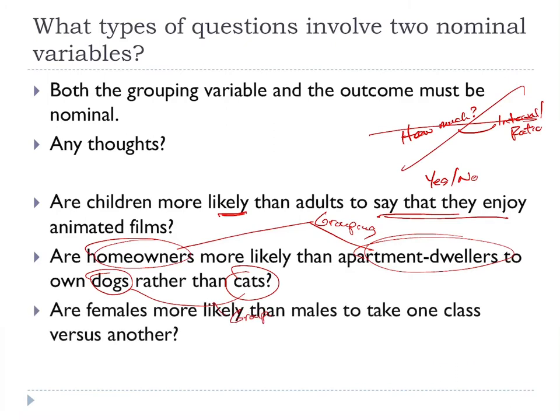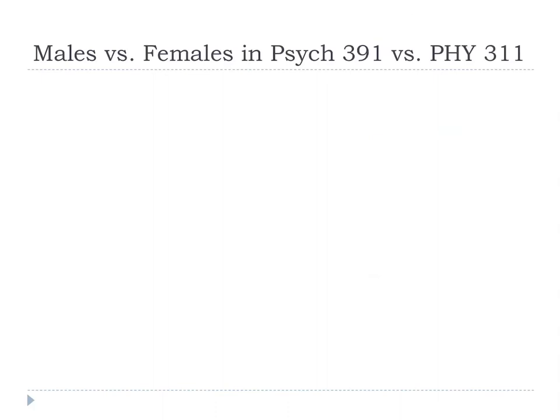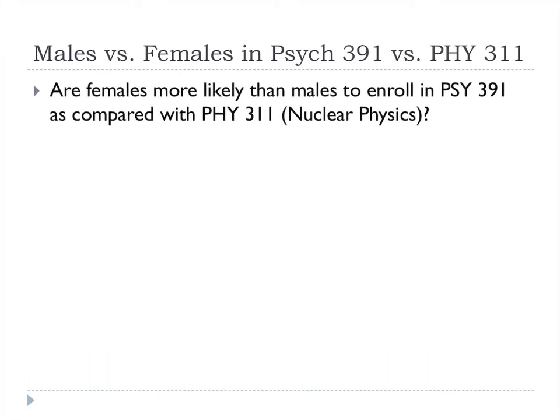Here's a third question. Are females more likely than males to take one class versus another? In fact, this is a question we're going to come back to in just a moment. So let's take a look at this. This is males versus females in what used to be Psych 391, now it's 3091. So I'm going to give you just some classes. I looked up one year, the males versus females in 3091 and Physics 311, which is modern physics. Okay, here are the numbers for that year. The question is, are females more likely than males to enroll in Psych 391 as compared with Physics 311?